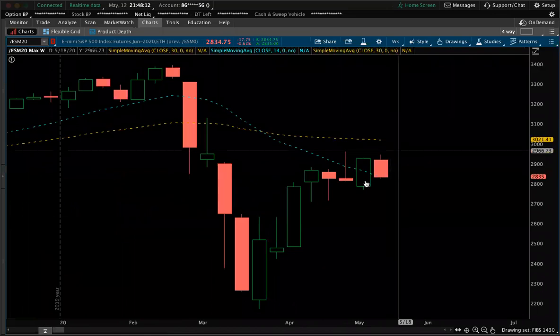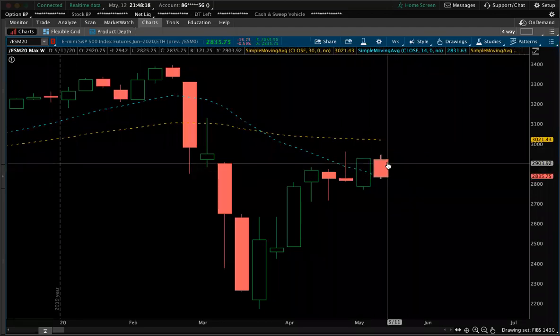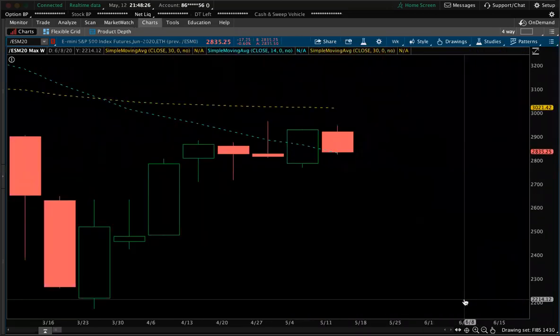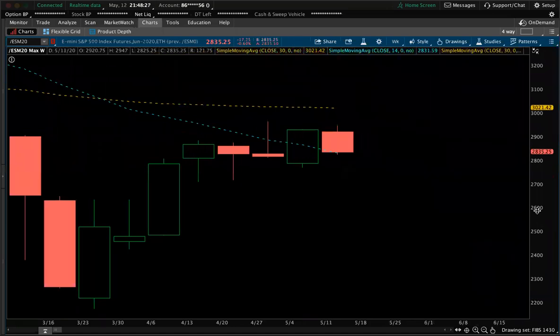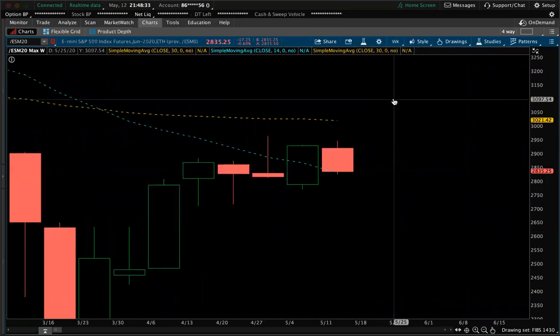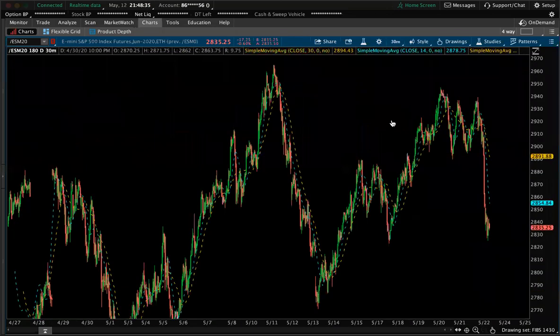I'm surprised they didn't really retest the prior week's highs. I don't know why they didn't do that. We did get over last week's highs this week to open yesterday. I want to get a better time frame. I think it's mostly 30 minutes. You'll see.